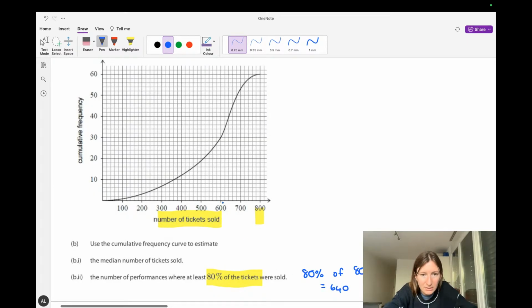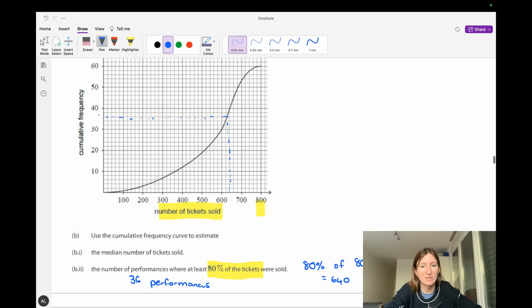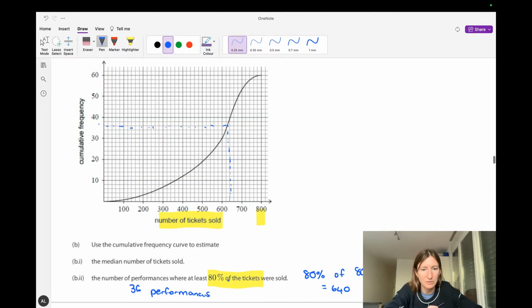And you would go 6, where are we? 1, 2. And you'd read off from your graph. I'm doing it a little bit roughly now, just in the interest of time. But then you'd see how many performances. So it's something like 36. 36 performances. Just a question of these percentages. So just make sure that you're finding the percentage of the right axis.